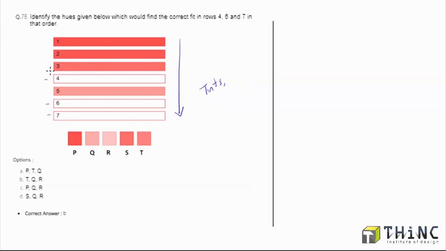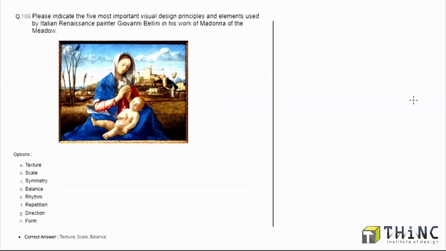You can always compare with the nearest color. The next color which should come after 3 should be slightly lighter than this. The color which should come below this should be slightly lighter than number 5. So the best option in that case is T, Q and R, where T comes over here, Q is the color which comes over 6, and R would be the color which comes over there. So the right option is option number B, T, Q and R. Moving on to the next question.